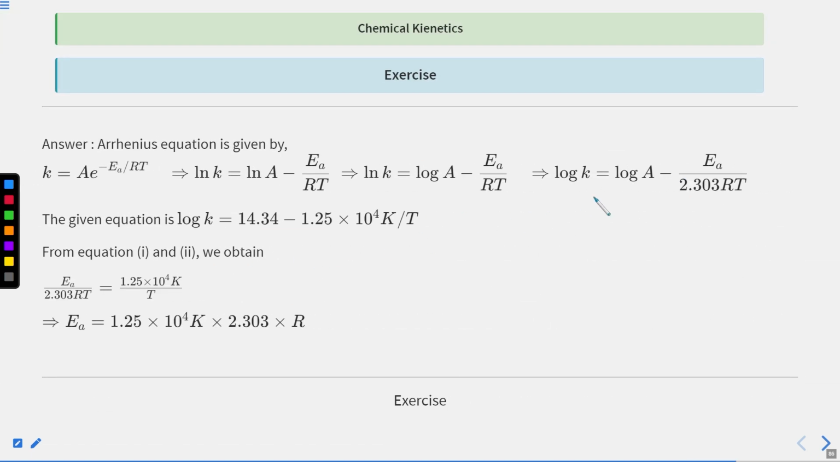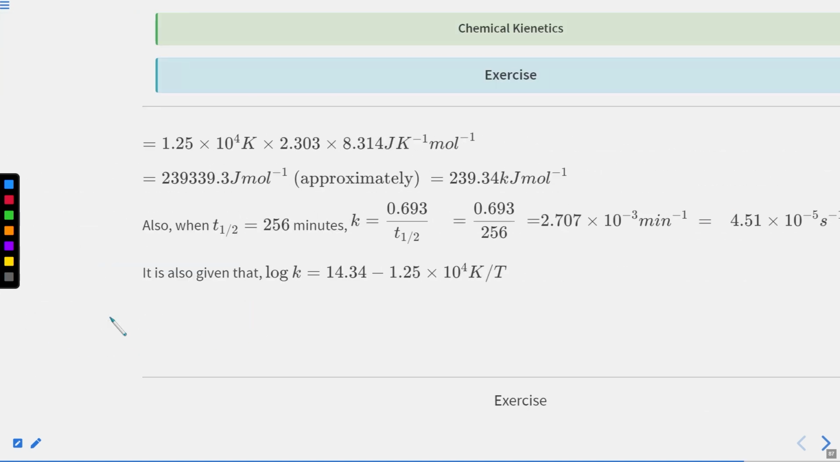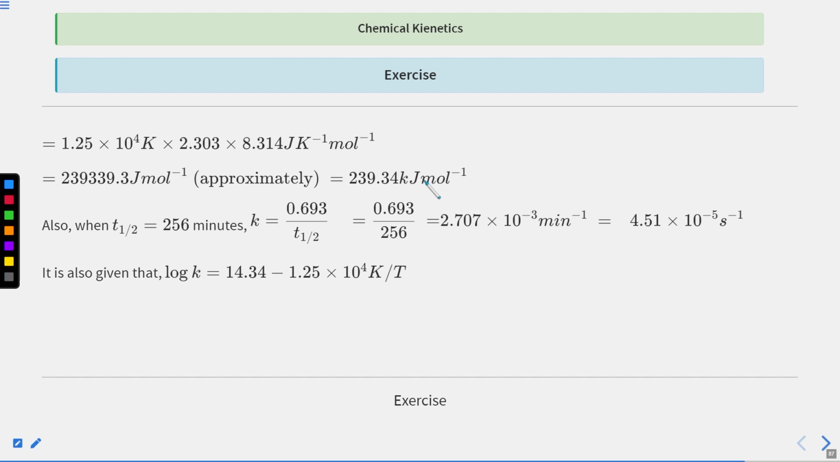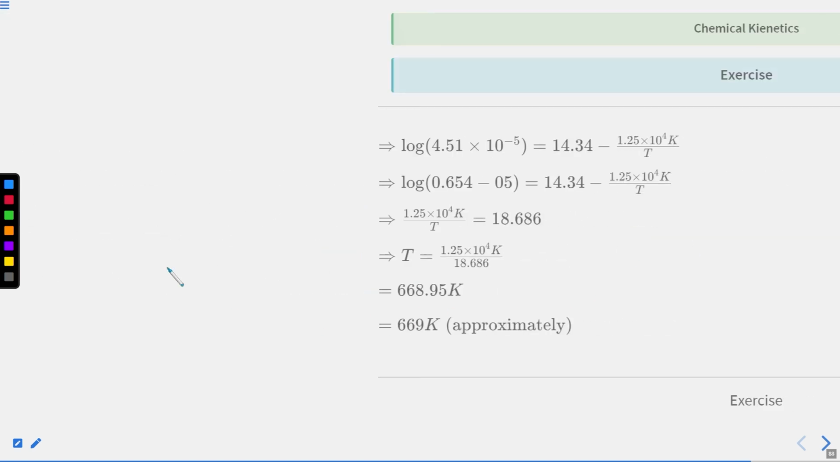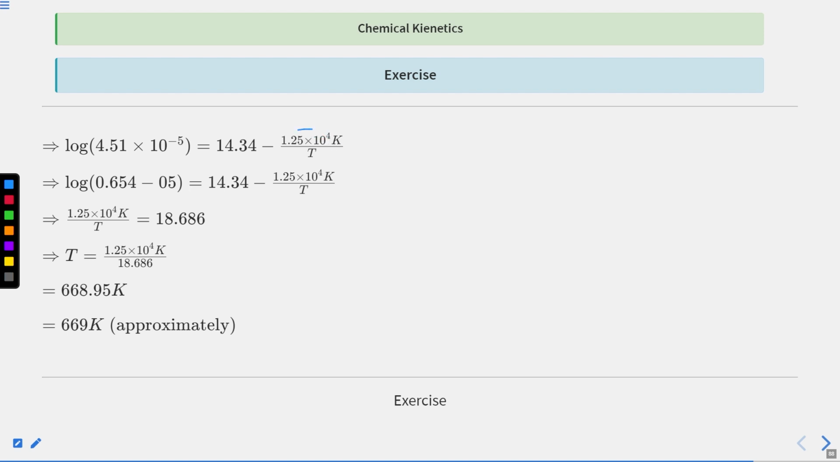So we compared it with this one. We got EA, very easy, that is 239.34. And we have T half, we use it to find our K, and this is our K. Now you put all these values here, ln A is 14.34. You calculate T from here. That would give you 668.95 Kelvin.